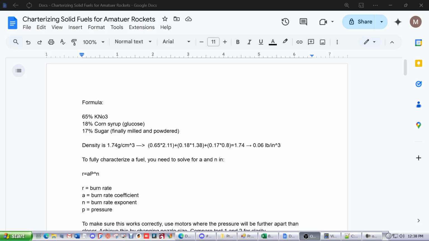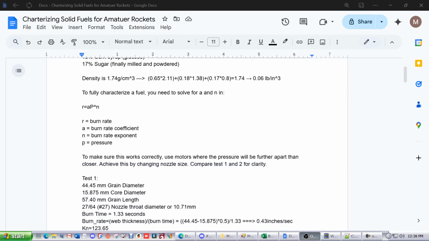Okay, so to fully characterize fuel, we need to solve for A and N. But that means we have two unknowns to solve for, which means we need to have two equations, because for however many unknowns you have, you need that many equations to solve. One unknown, one equation. Two unknowns, two equations. Three unknowns, three equations, and so forth. You see the pattern. So how do we do this?